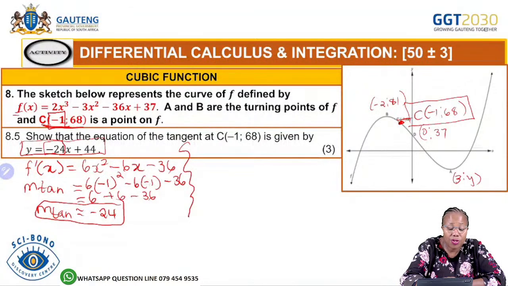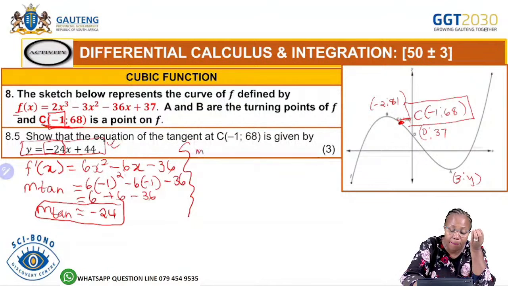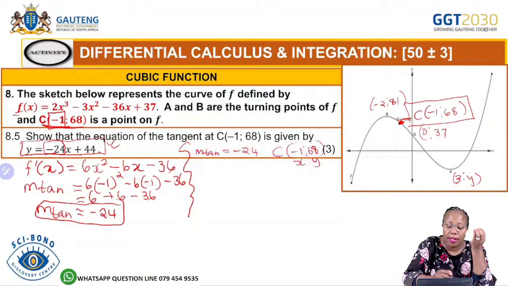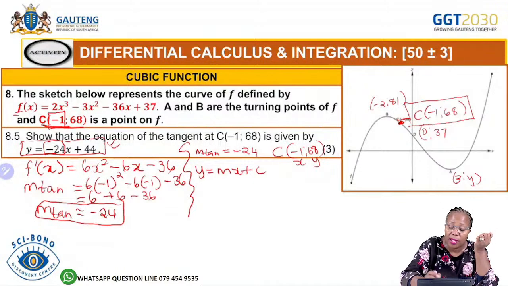But remember, we want to find the whole equation and check, is it true that it will be minus 24x plus 44? We follow our method. We now have a gradient. M of a tangent is minus 24, and then we have a point C (−1; 68), which will serve as our x and y. And then now we can go y is equal to mx plus c, or you can use y minus y1, it is up to you, grade 12. And then now our y value is 68, the m is minus 24, x value minus 1.